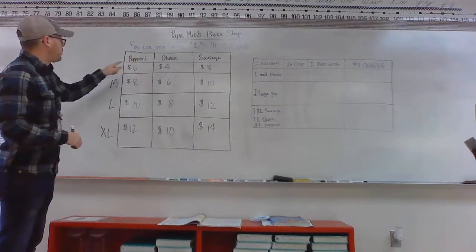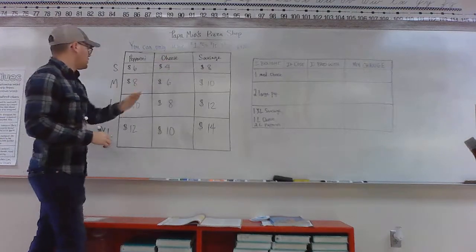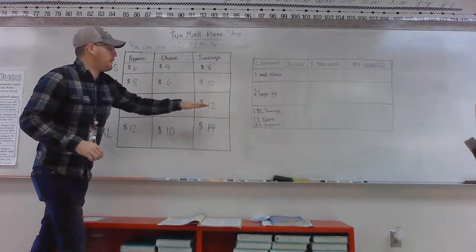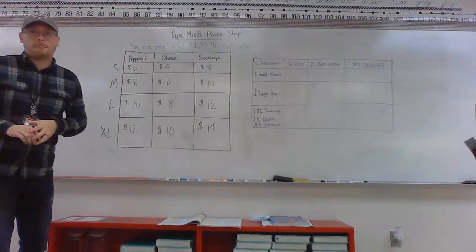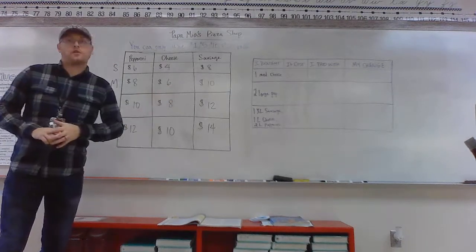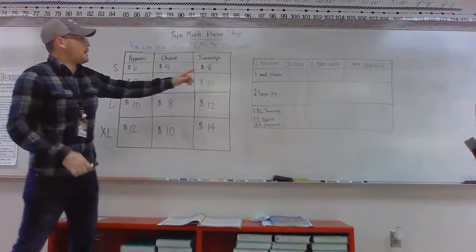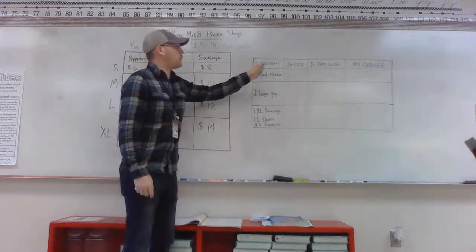So if I wanted a pepperoni that was small, it would be $6. If I wanted a sausage that was large, then I would have $12. So if I wanted a sausage pizza that was large, it would be worth $12. If I look at my chart over here, this is what I created.